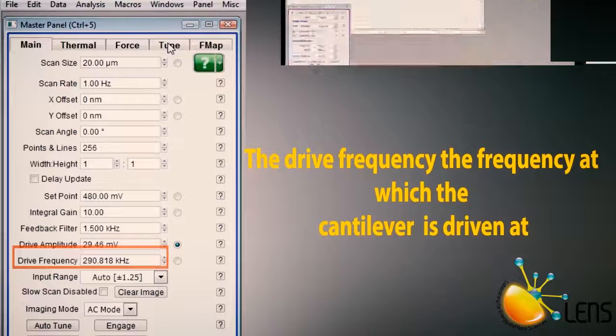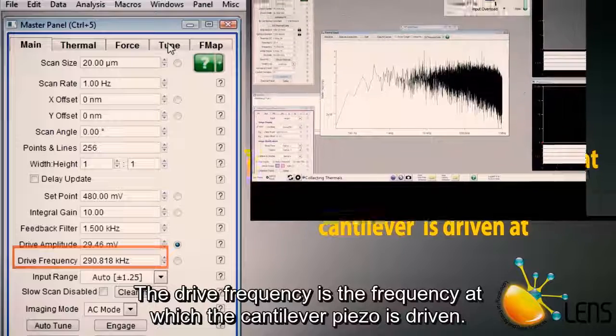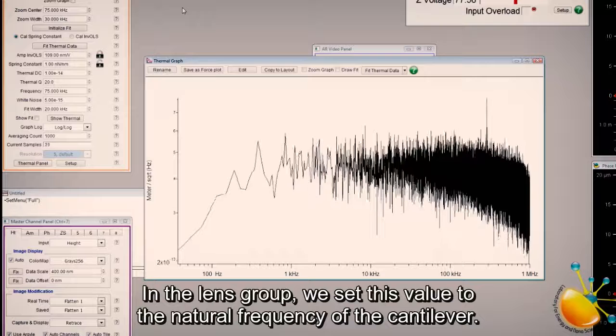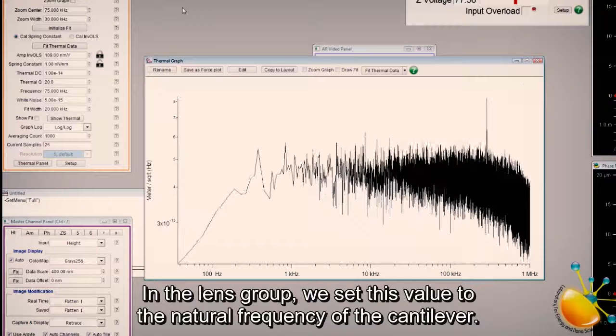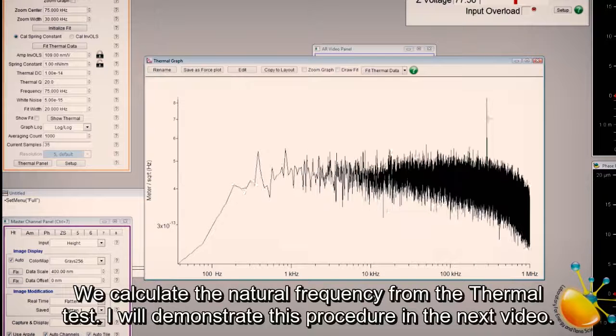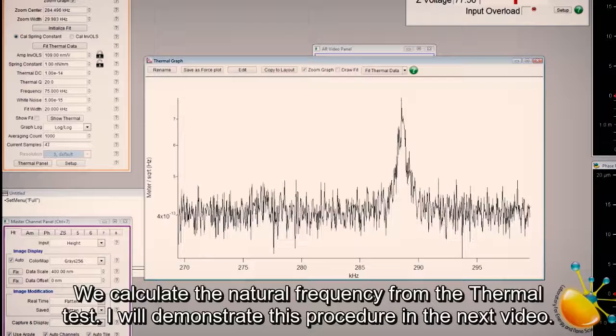Another important parameter on the panel is the drive frequency. The drive frequency is the frequency at which the cantilever piezo is driven. In the Lens group, we set this value to the natural frequency of the cantilever. We calculate the natural frequency from the thermal test. I will demonstrate this procedure in the next video.